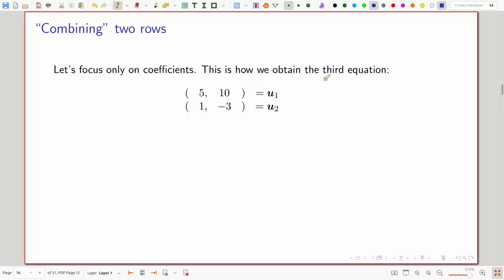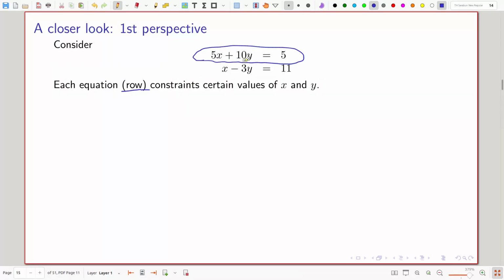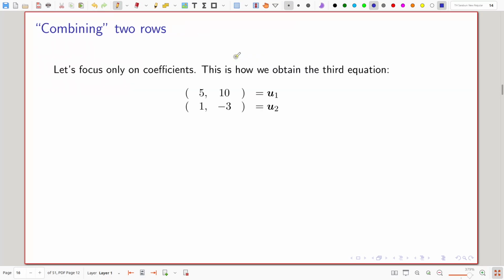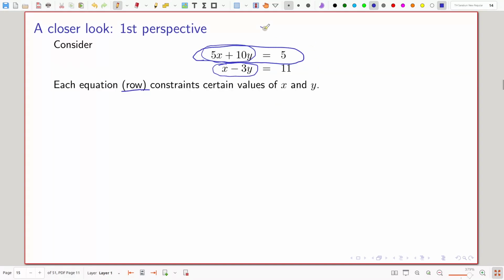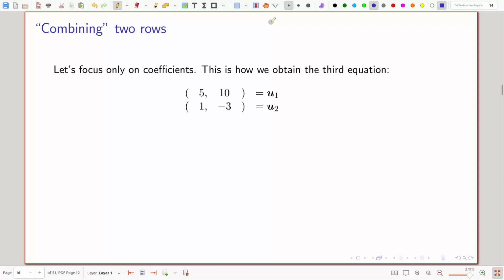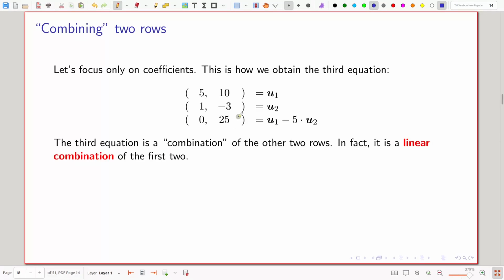When we obtain the third equation, we can look at the first equation's coefficients, and the second equation's coefficients, and we can write them as vectors like this, to obtain the third equation. Let's focus on the case when we have 2 variables first. So we basically do this subtraction, right? We subtract 3 times the second row from the first one, and we obtain this. And this is what we always do.